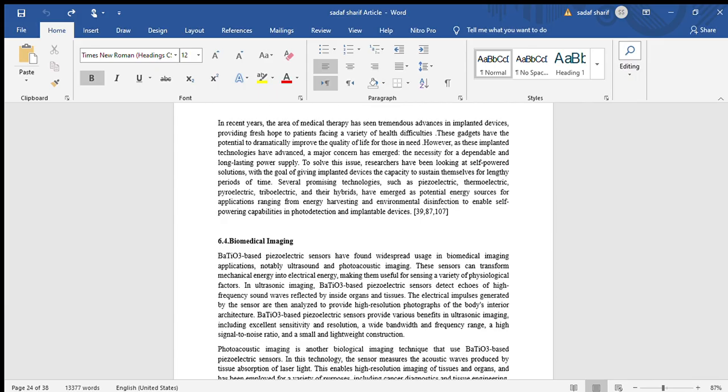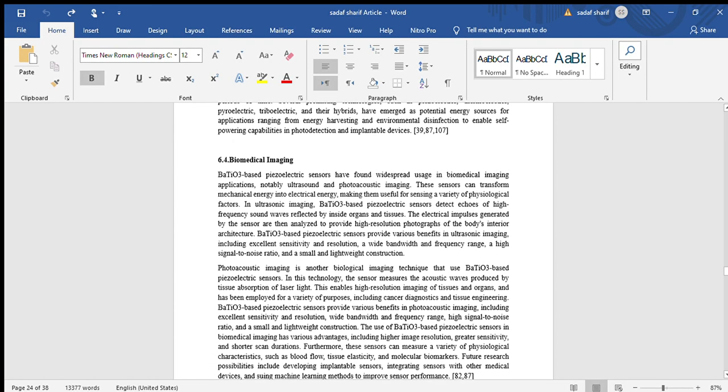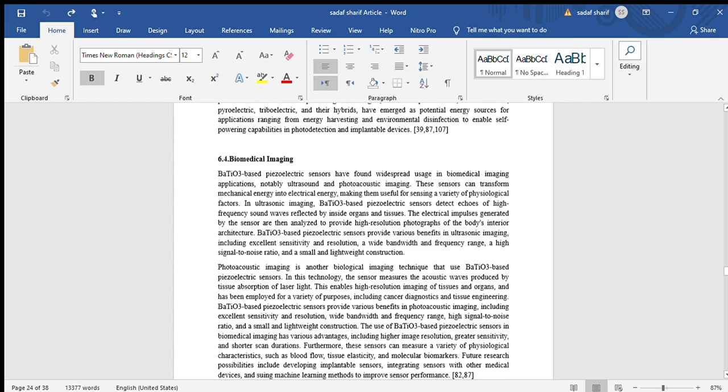Several promising technologies such as piezoelectricity, thermoelectricity, pyroelectricity, and triboelectricity and their hybrids have emerged as a potential energy source for applications ranging from energy harvesting and environmental disinfection to enabling self-powering capabilities in power detection and implantable devices. Now, its other application is in biomedical imaging.